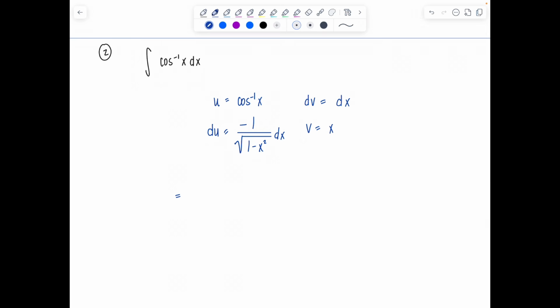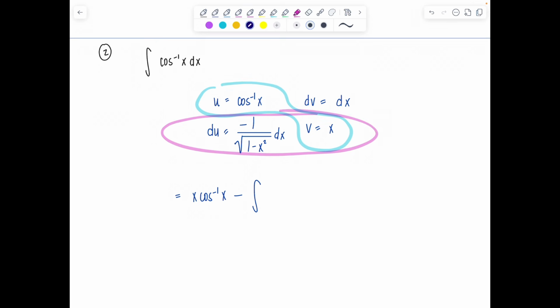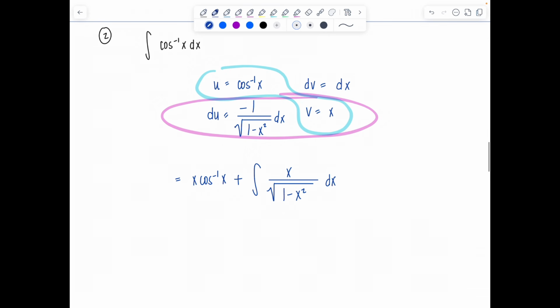Okay, so here we go, we're ready to roll. So you're going to have u times v, so diagonal product. So x cosine inverse of x minus the integral of this horizontal product, which is x times negative 1 over the square root of 1 minus x squared dx. So this minus sign is going to switch this. Now it's a plus. And then I have x over the square root of 1 minus x squared dx. Good? Okay. Now from here, depending where you are in your math career, we're going to need to do another substitution. You could either do it in your head if you're pretty comfortable, or if not, I'll write it out for you.